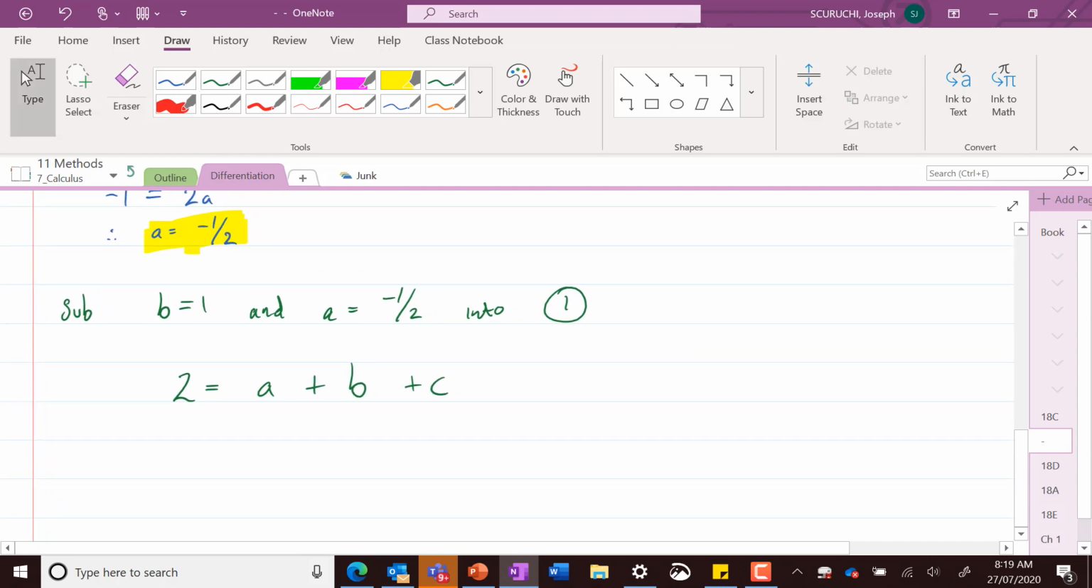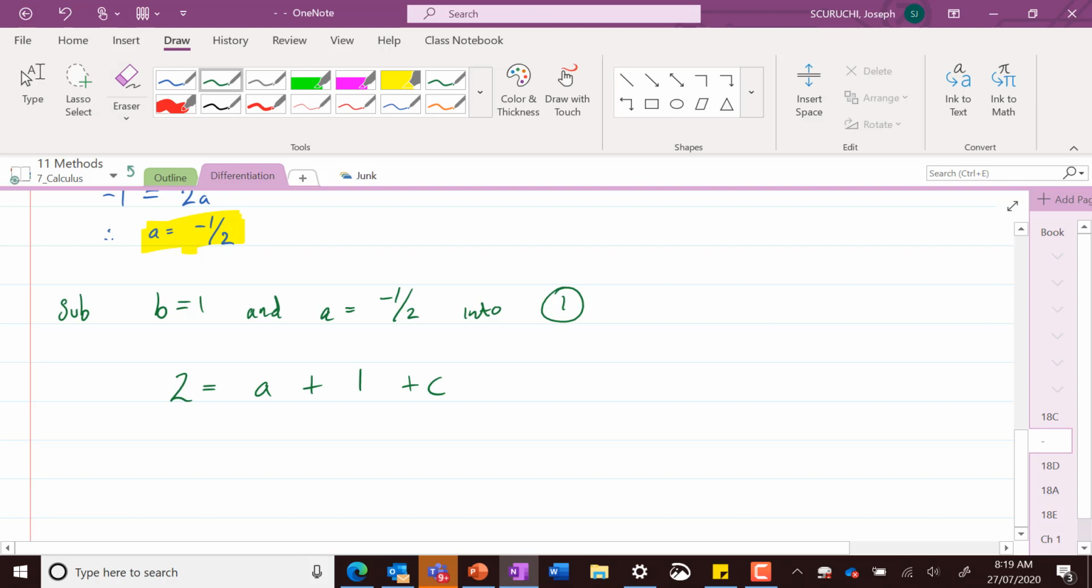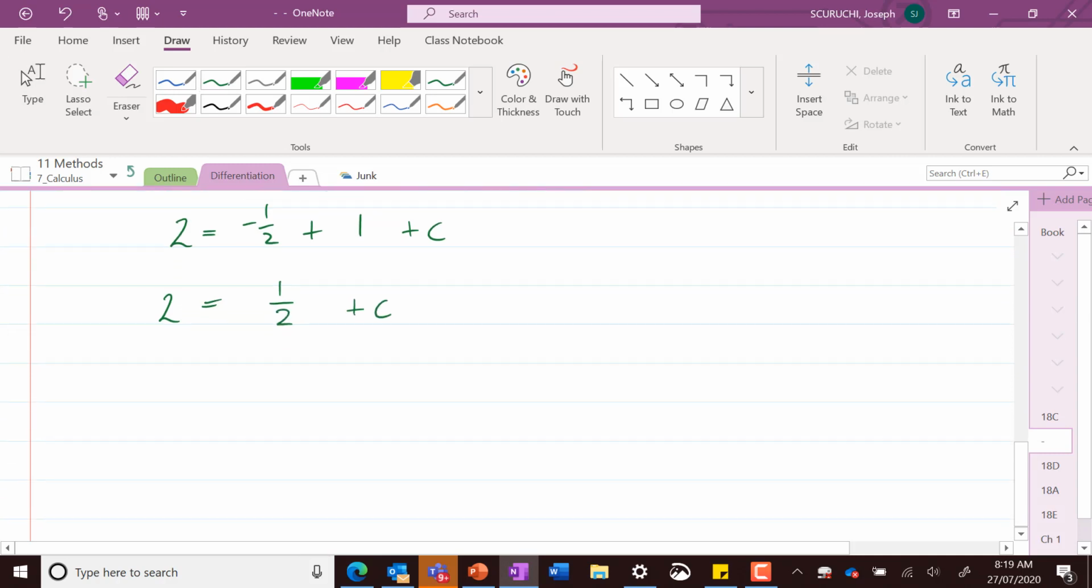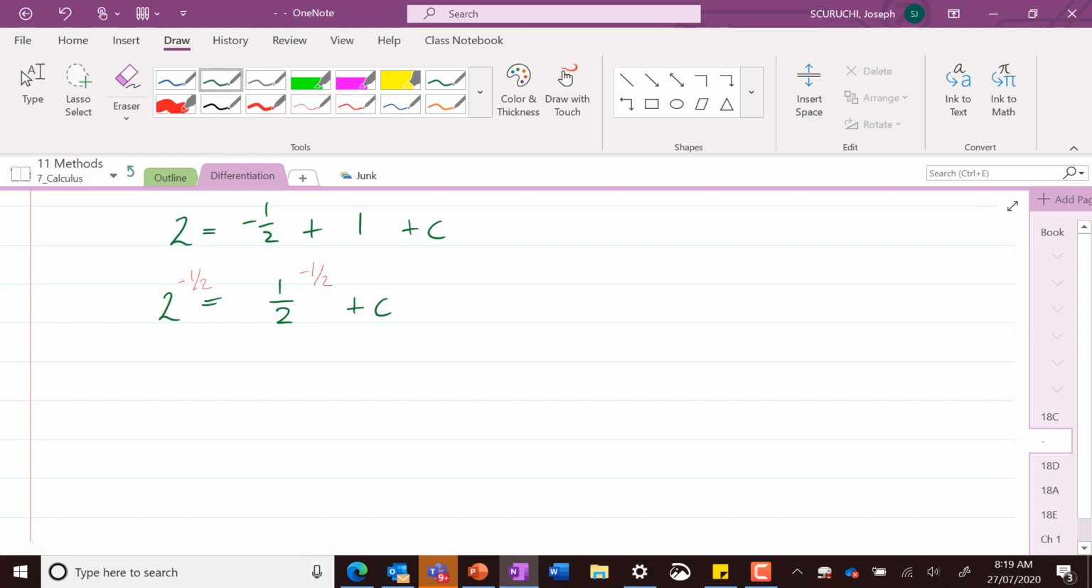So that means where I see my b, I can put a 1, and where I see my a, I can put a negative a half, and then what I need to do is some calculations. So it's going to be 2 equals, well, negative half plus 1 is just going to be a half plus c, and then I'm going to subtract a half from both sides, which is going to leave me with 1 and 1 half, which is just 3 over 2. So just to slow that down for a second so I don't lose anyone, I'm going to subtract a half here, subtract a half here. 2 minus a half is 3 over 2. 3 over 2 equals c.